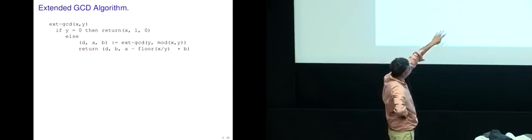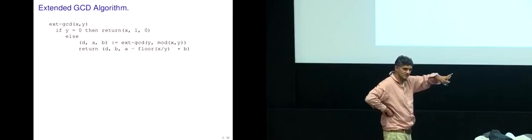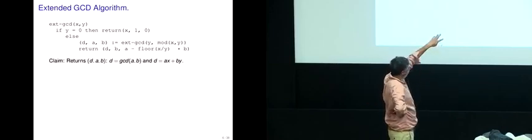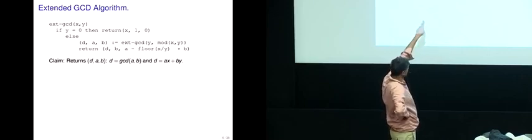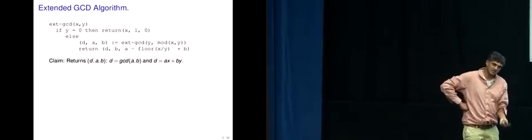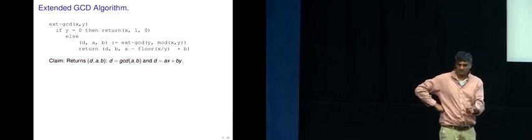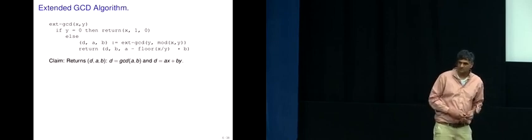So d, a, b is equal to this recursive call. Now each of these is going to return 3 things. The first thing is the GCD of a and b. And what we want the second 2 numbers to do is a times the first argument, which is x, plus b times the second argument, which is y, should equal d. It's just a procedure. When we're given x and y, we want 3 things: the GCD, and a and b, where a times x plus b times y is equal to the GCD.